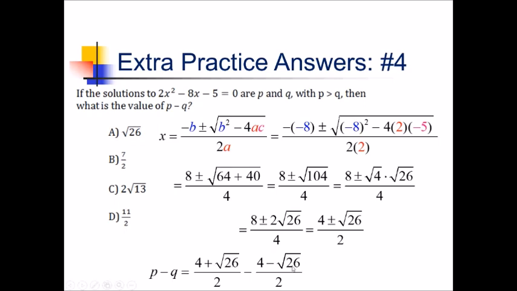Anywho, we can reduce these a little bit, combine them a bit. So we have the same denominator. We can just subtract the numerators. 4 minus 4 is going to be 0, so those cancel. And then radical 26 minus negative radical 26. That's actually radical 26 plus radical 26. That gives me positive 2 radical 26 in the numerator. Still have that denominator of 2. This 2 and this 2 can cancel, leaving us with radical 26, which is answer choice A.